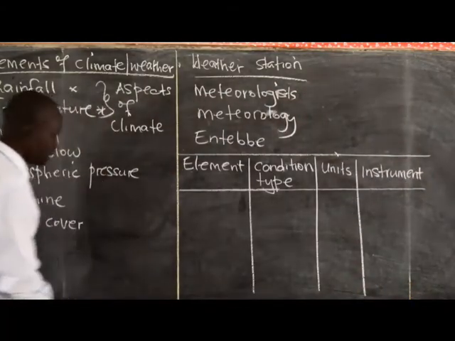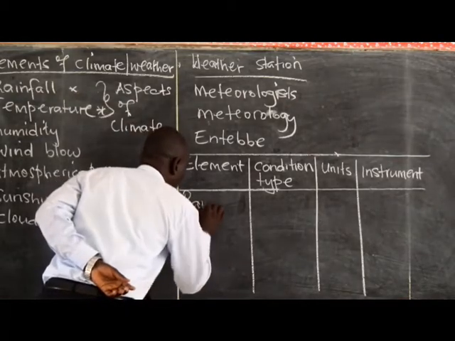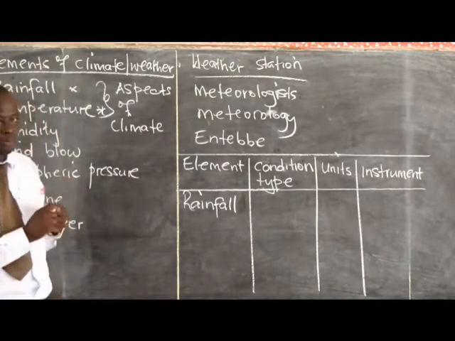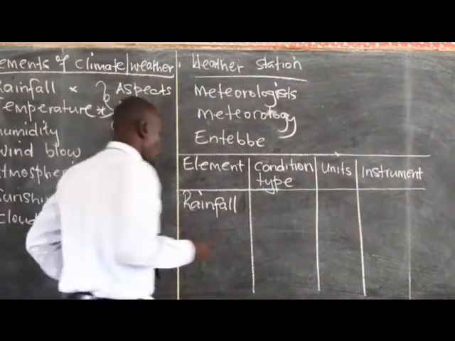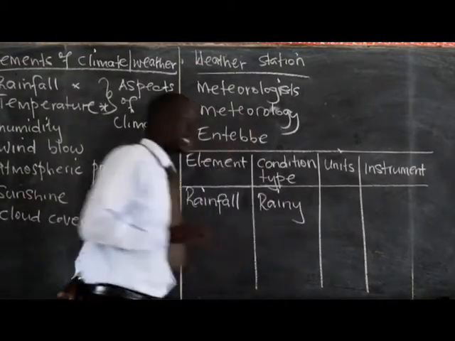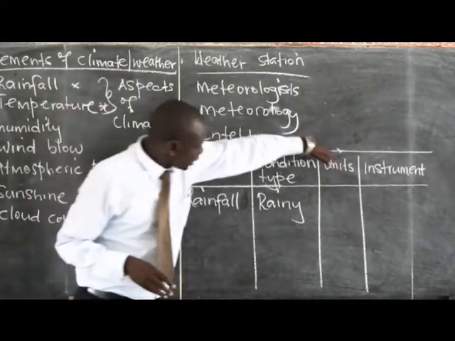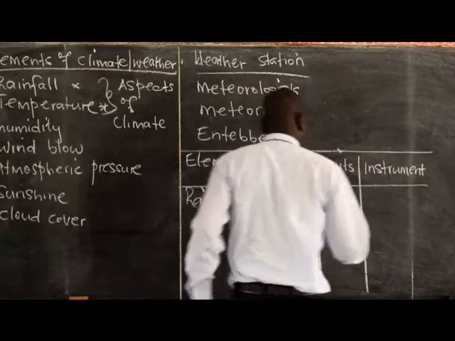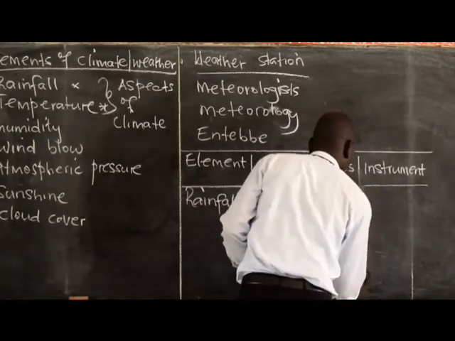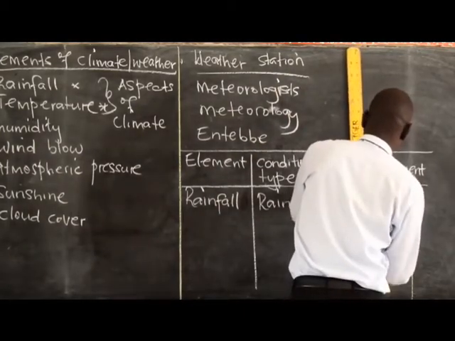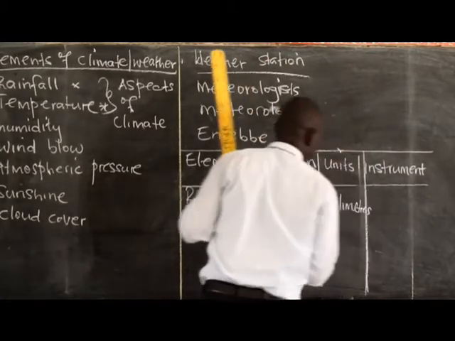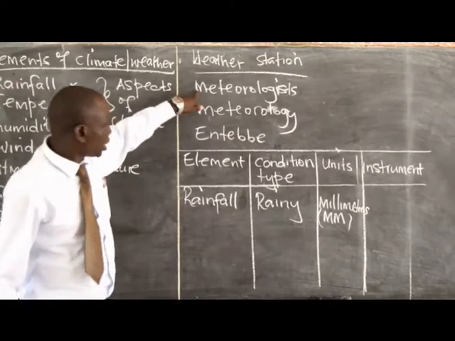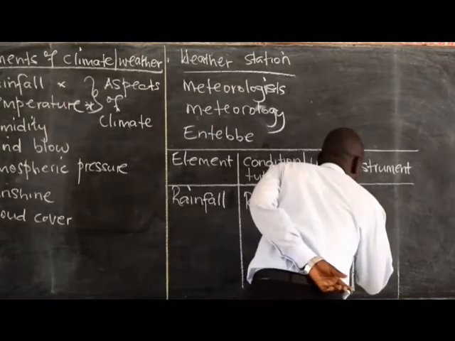Okay, now let's look at each of these elements. So let's begin with rainfall. Now, what type of weather do we get from rainfall? That is the condition known as rainy. Okay? Then, what units are used for measuring rainfall? These are millimeters, which can be abbreviated as mm. Then, what instrument do meteorologists use for measuring rainfall? That is a rain gauge.